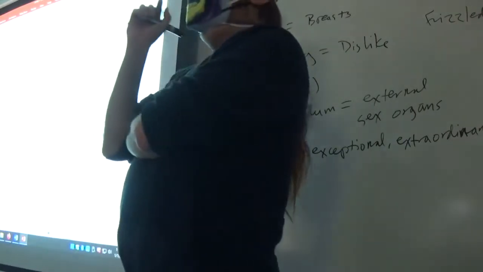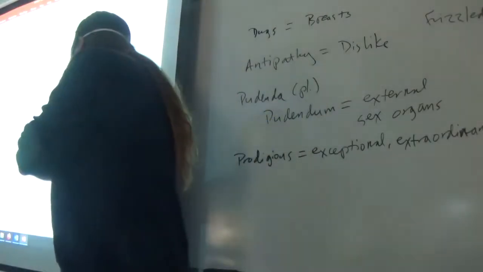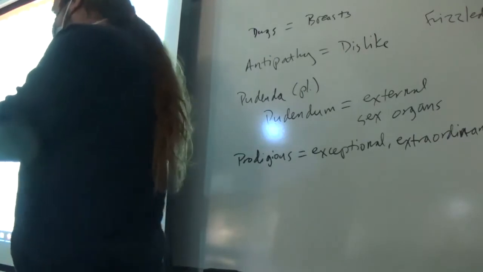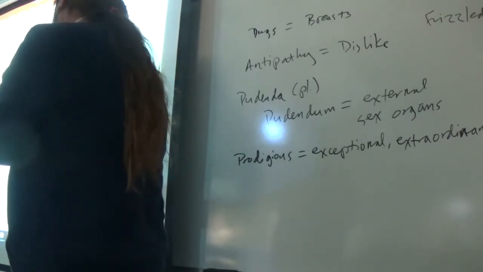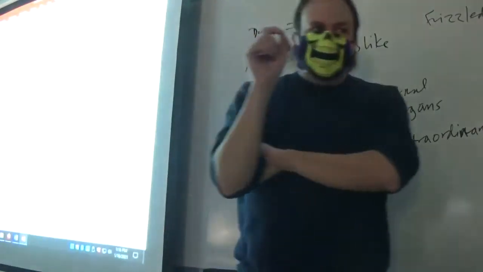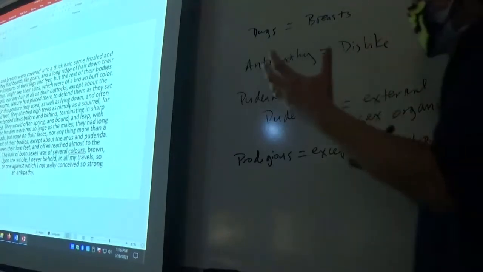Nasty. Okay. He doesn't like their appearance. How can we tell he doesn't like their appearance? The last sentence. Okay, yeah. I never, upon the whole, I never beheld in all my travels so disagreeable an animal, or one against which I naturally conceived so strong an antipathy. So we can see by this last sentence that he finds these creatures really foul, right?